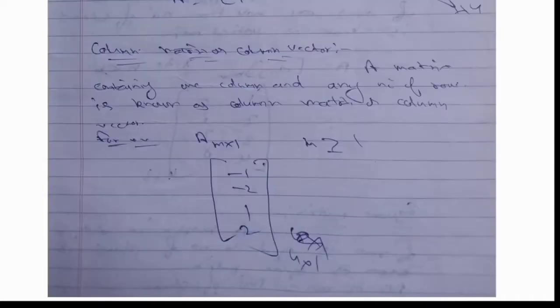Now I'm going to tell you about what is a column matrix or column vector. A matrix containing one column and any number of rows is known as a column matrix or column vector. You can see we have only one column and we have m rows. I have given an example of a 4 by 1 order matrix. You can see we have only one column and 4 rows.